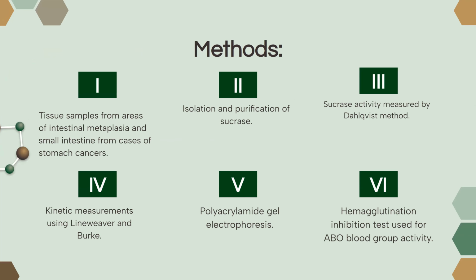So let's talk about methods. How did they do it? To begin, tissue samples from gastric cancer patients were obtained and analyzed for intestinal metaplasia. The ages, genders, and blood group types were recorded.